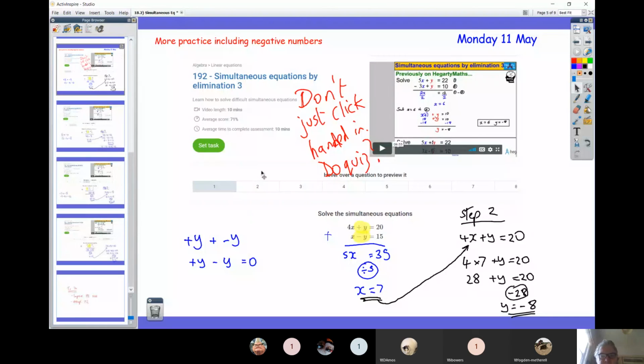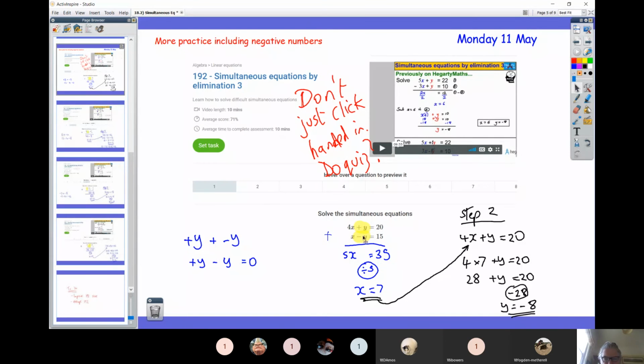So today we're carrying on with simultaneous equations. The only complication is going to be a few more minuses will be involved. So we're going to be doing Hegarty number 192, and I just want to talk you through 3 or 4 of this sort of level of questions.